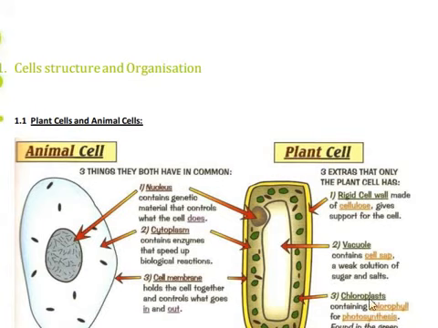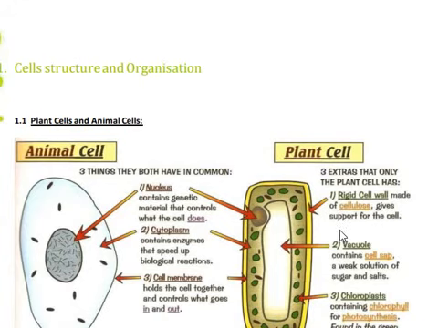So the green pigment which is found in the leaf is called the chlorophyll. It is the one which traps sunlight energy used in photosynthesis. So these are the basic structures of simple animal and plant cells.